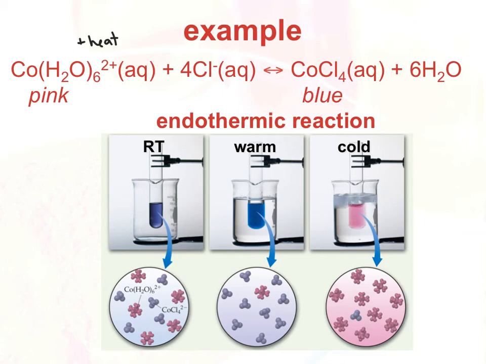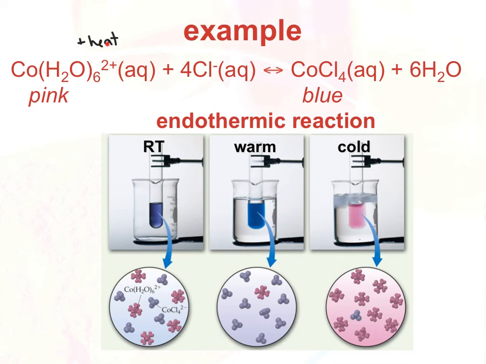Okay, so if I remove heat, so I'm in a cold condition, this equilibrium is going to shift towards the left. And if it shifts towards the left, we're going to produce more pink cobalt water complex, and we're subsequently going to have pink color predominant. And this is what we actually see physically when we put this reaction in a cold system.